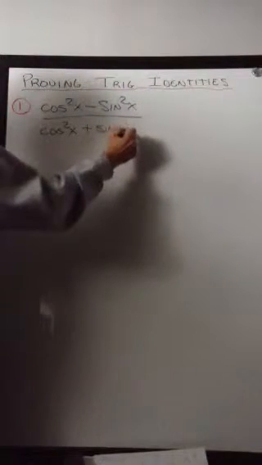Let's take (cos squared x minus sine squared x) all over (cos squared x plus sine x cos x), and that's supposed to equal 1 minus tan x.